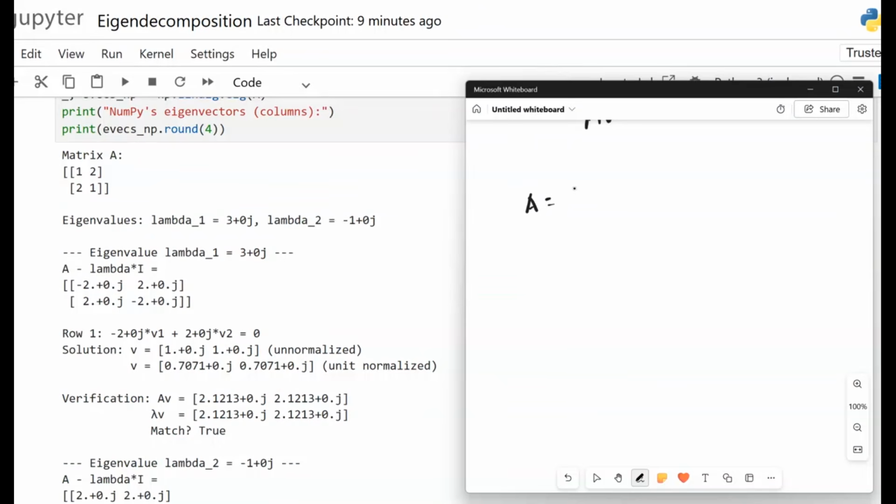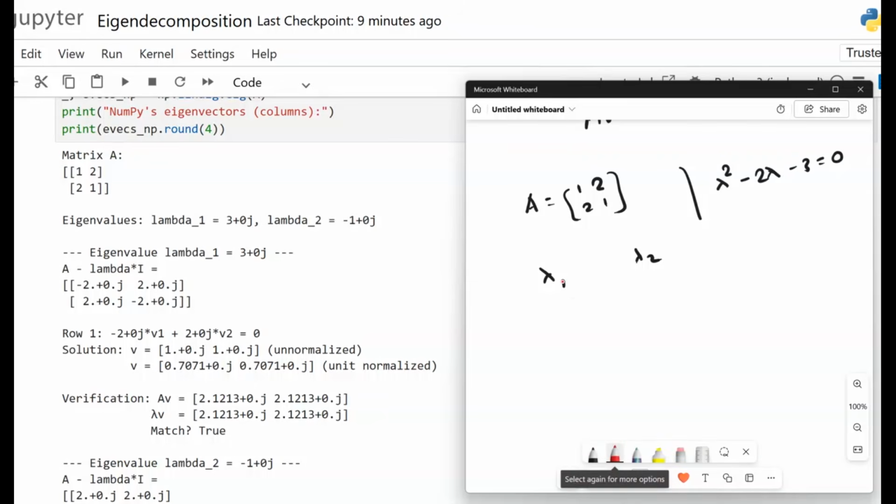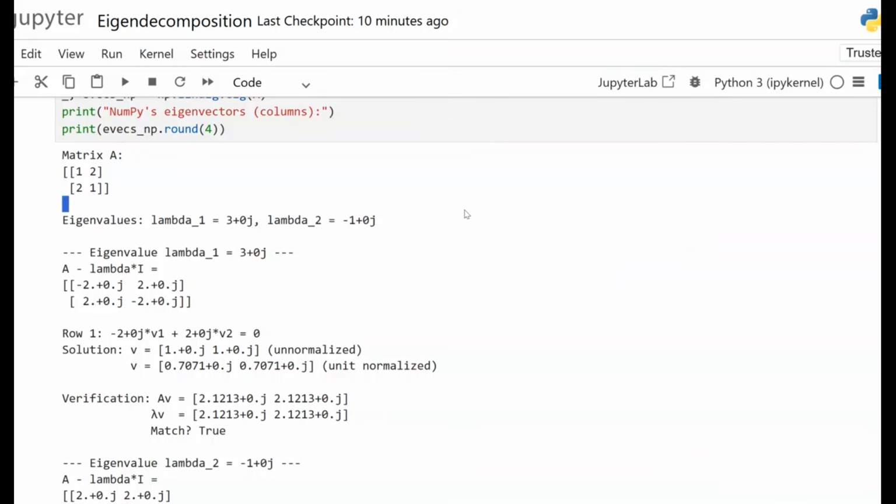Here we have the matrix A, that is [1, 2; 2, 1]. And here we are able to identify the values of lambda 1 and lambda 2 with the help of the characteristic polynomial. Yes, you can verify the characteristic polynomial here. It is lambda squared minus 2 lambda minus 3, which is equal to 0. And with this functionality, we are able to identify that lambda 1 is 3, and lambda 2 is minus 1.